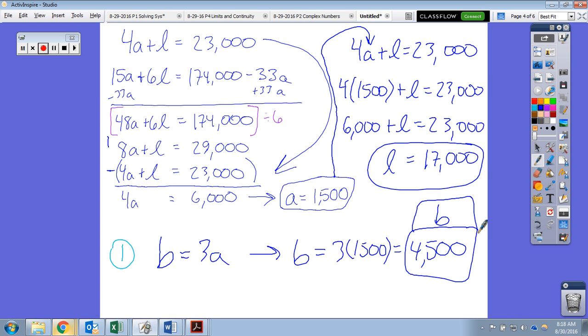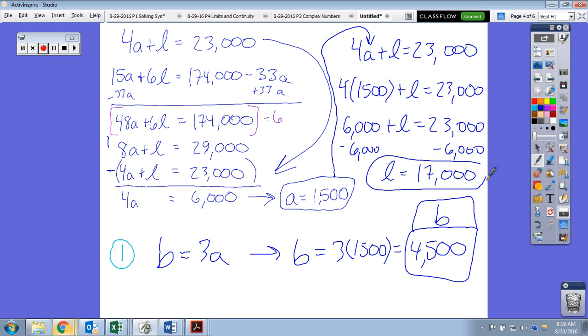Where it says 6,000 plus L, you subtracted the 6,000 from each side? Yes. Can you show what you're doing? Oh, yes. So let's do that. So minus 6,000, minus 6,000. Anytime you guys want me to show a step that I'm not showing, please let me know. And there we get 17,000.